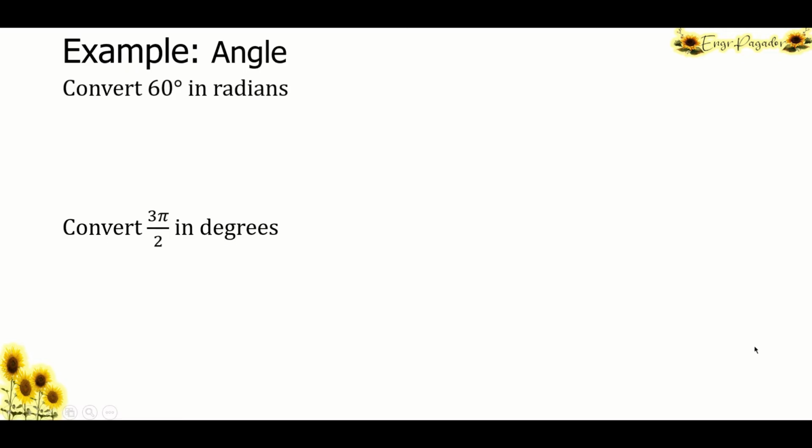Okay, so let's try to convert 60 degrees to radians. So 1 revolution is equal to 360 degrees, and 1 revolution in radians is equal to 2 pi. Since we have degrees, we need to eliminate the degree unit. So to convert 60 degrees into radians, we are going to multiply this with a factor. So what is that factor? To eliminate the degree sign, we need to divide by a number that has the same unit, and for this one, it is 360 degrees.